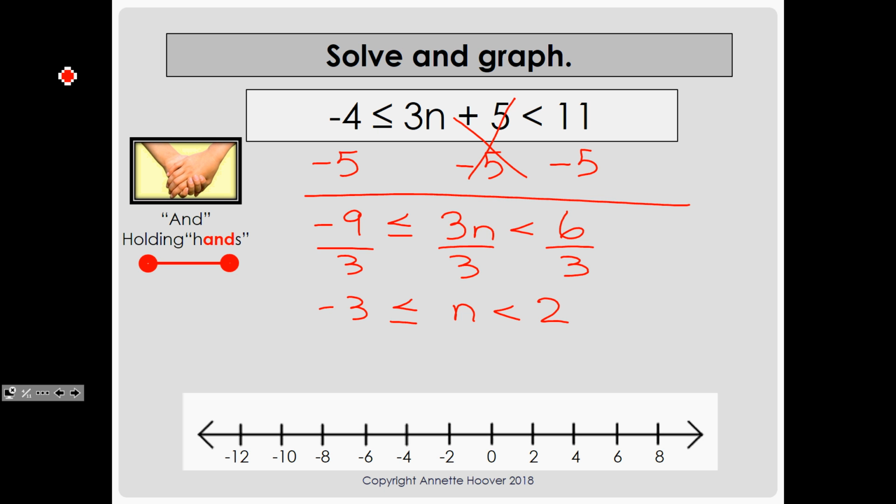So to graph, we go down to negative 3, colored in dot. We go to 2, circle dot. Since it's less than 2 and greater than negative 3, they connect, they hold hands. So there is your solution.